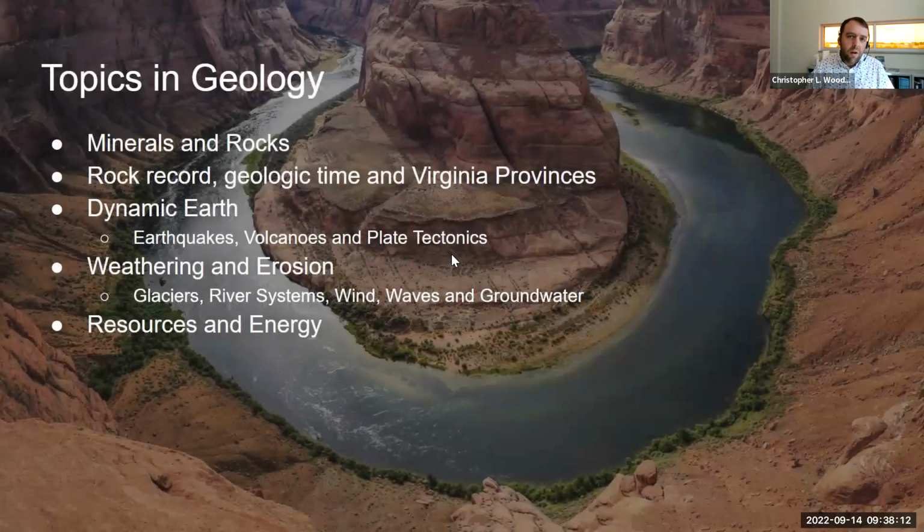Some of the topics that we're going to cover throughout the course in geology, which is where we'll start out, is minerals and rocks. We'll move into geologic time with the rock record and how the provinces of Virginia formed. We'll then move into dynamic Earth, which is earthquakes, volcanoes, plate tectonics, weathering and erosion. We'll get into geomorphology, glaciers, rivers, streams, wind, waves, groundwater, and how all that affects the surface and subsurface. And then finally, resources and energy resources.